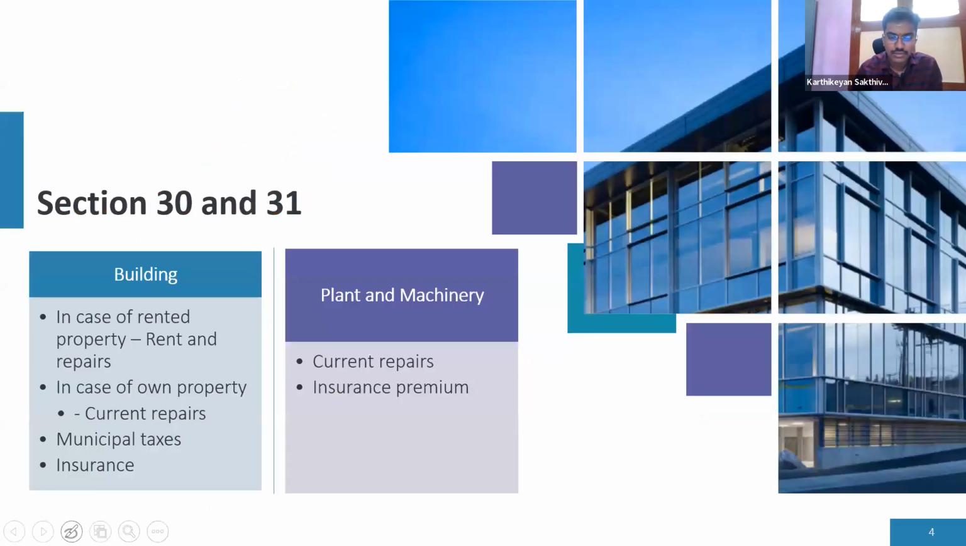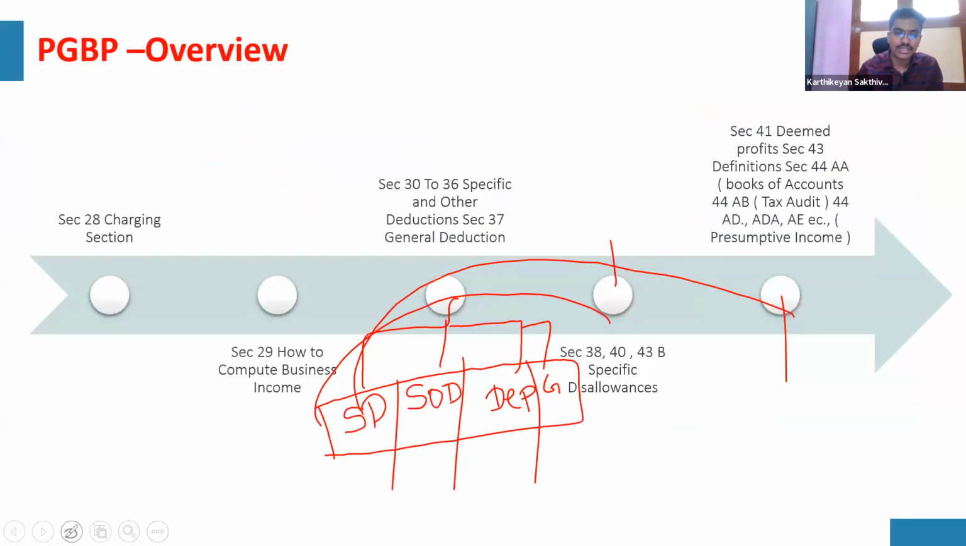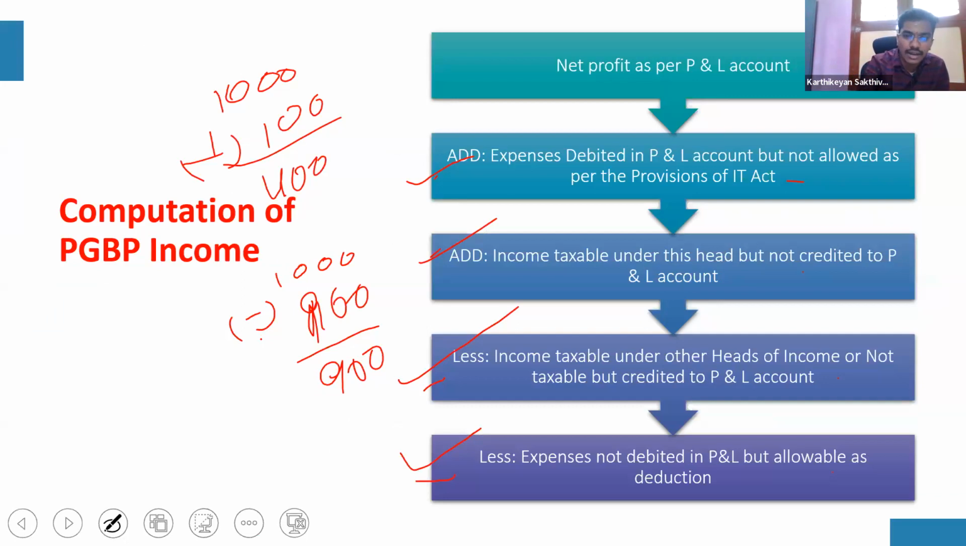Okay? First, we already saw that in section 29, how to compute business income is given. I won't say this is what is given in section 29.